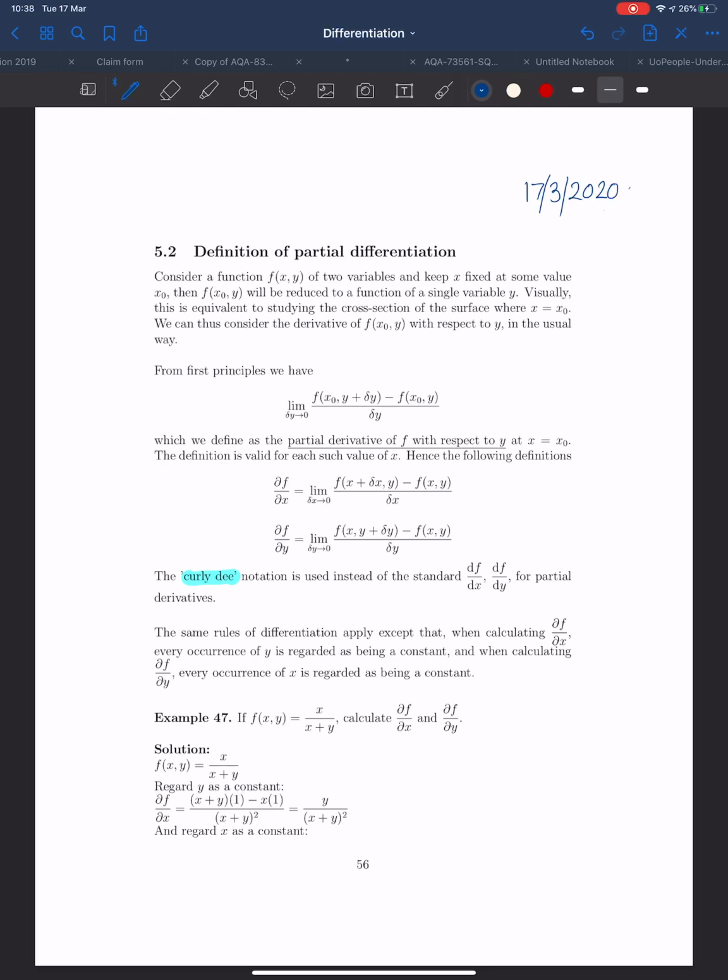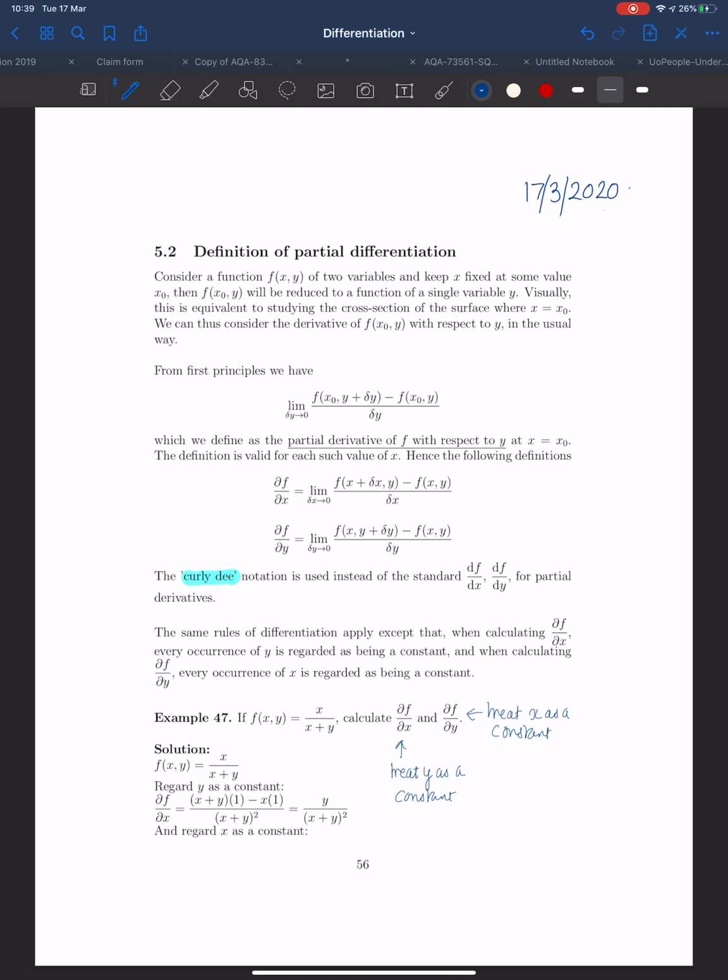So we've got a function of x and y here. f(x, y) is x over x plus y. We need to calculate df/dx and df/dy. When we do df/dx, we treat y as a constant. And for df/dy, we treat x as a constant. So we're differentiating with respect to x here, and y is a constant, and then with respect to y, x is a constant.